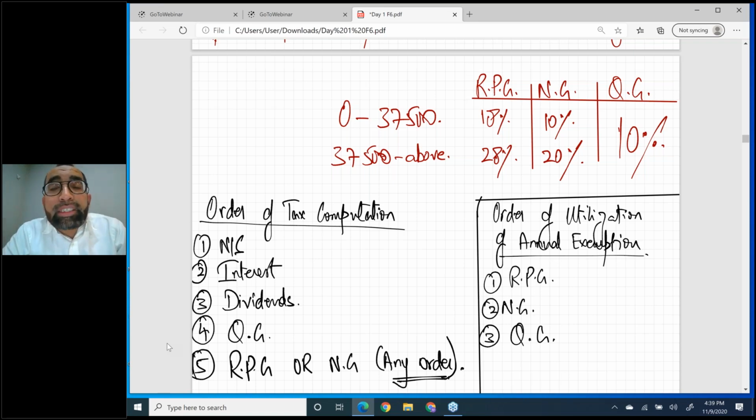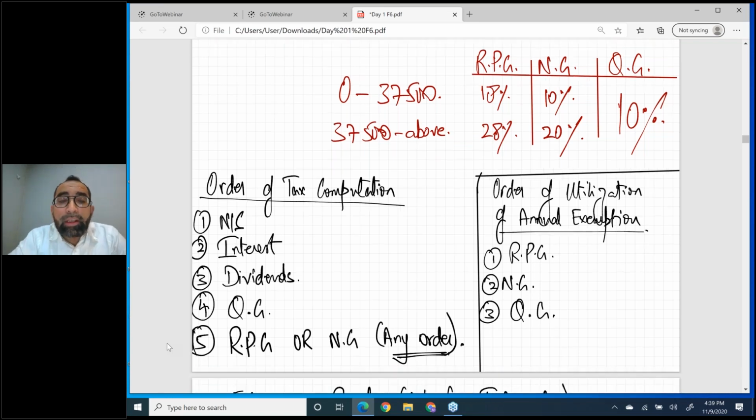And the last heading is QG. QG means qualifying gains. Qualifying gains means those gains which are eligible for entrepreneur relief. So they will have a flat tax rate of 10%. Right? Okay. Now, two very important things.